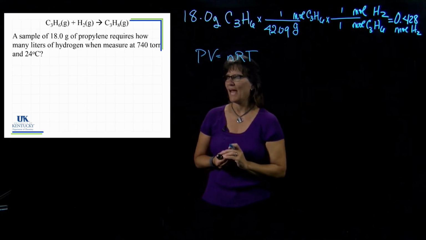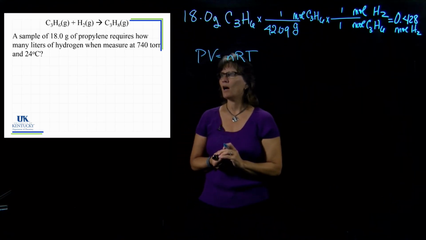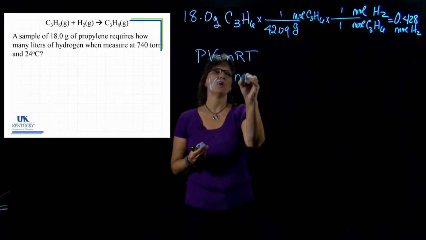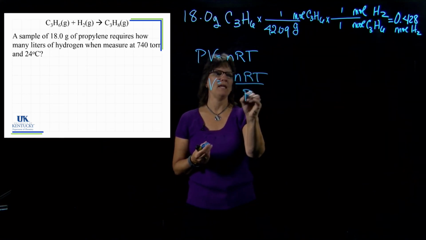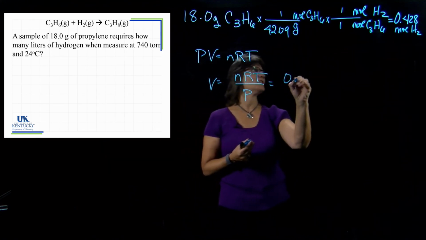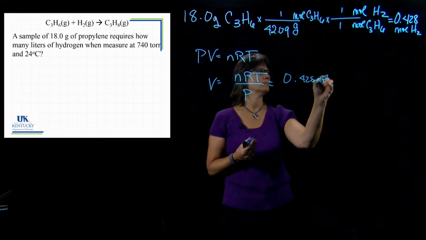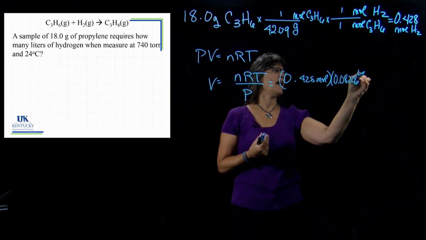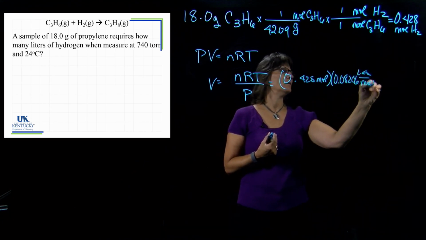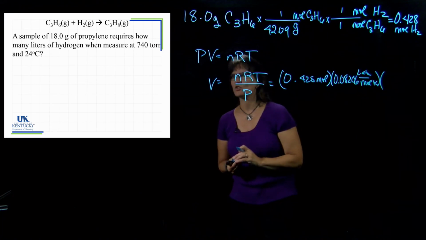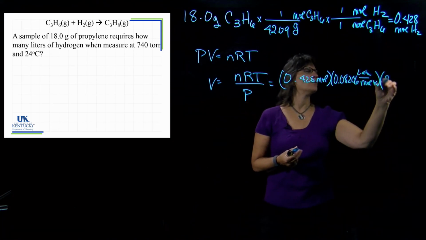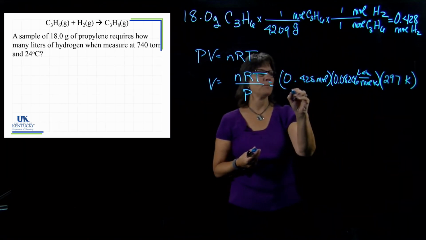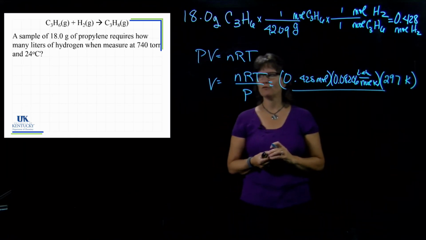In this case, we're being asked for the volume of the hydrogen, or how many liters of that it is. So volume is nRT over P. The n I have at this point is 0.428. My R is 0.08206 liter atmosphere per mole Kelvin. My temperature, it says, is 24 degrees Celsius, and that would be 297 Kelvin. And my pressure is 740 torr.